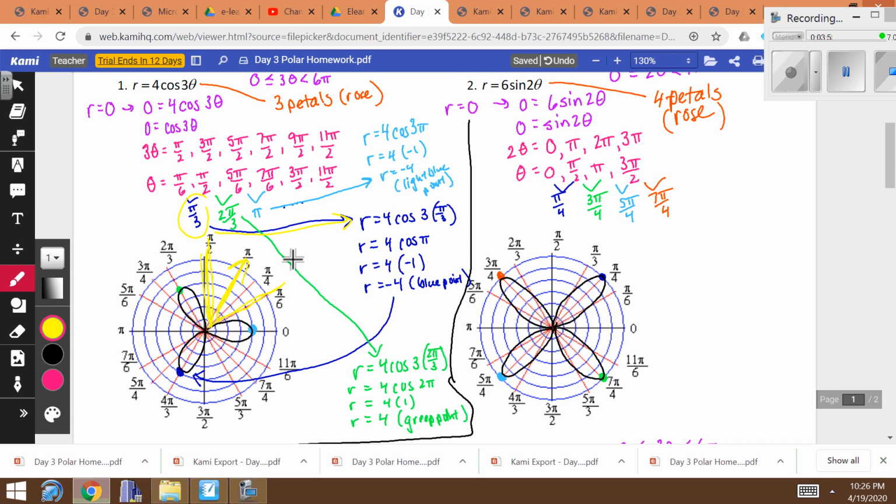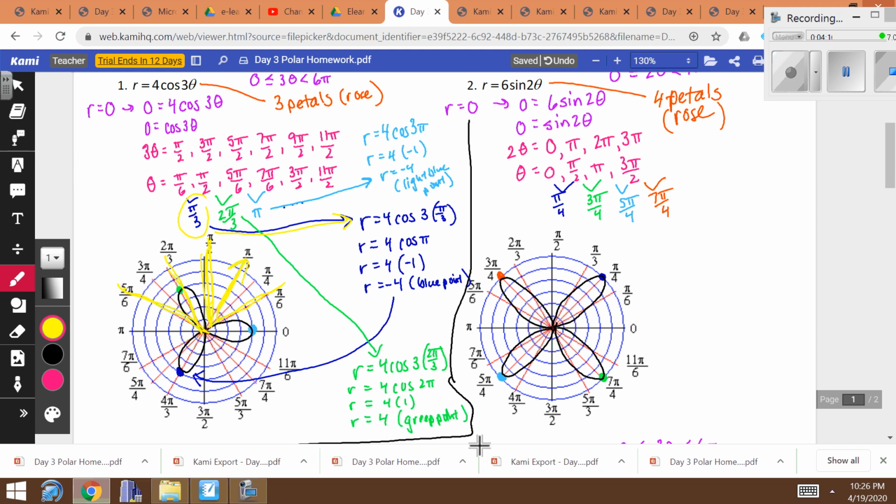Then between pi over 2 and 5 pi over 6, halfway between there is 2 pi over 3. So I did my work for 2 pi over 3, that's down here in green. 3 times 2 pi over 3 gives us 2 pi. Cosine of 2 pi is 1. 4 times 1 is just 4.